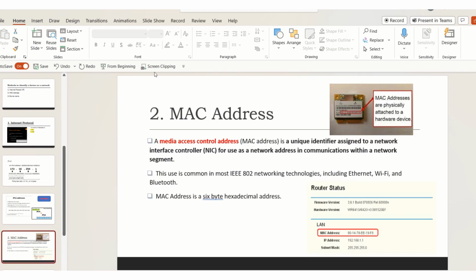Then coming to MAC address, it is media access control address. MAC is a universal identifier, and it is physically attached to this NIC. As you can see in the image, NIC, that is a network interface controller. It is a hardware part, and MAC address is attached to it. It is done by the manufacturer. It is generally a fixed address. So that is MAC address.